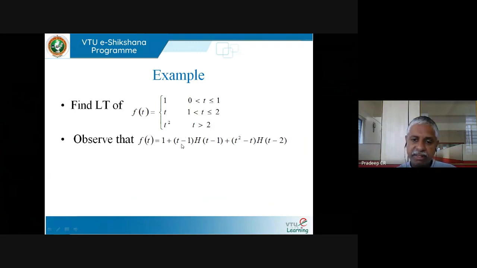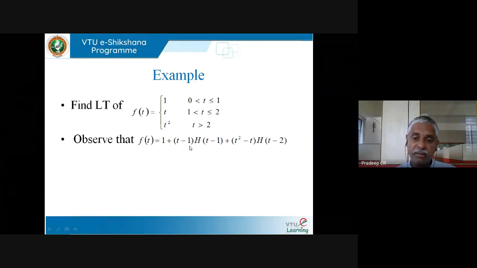Say for example, t is between 0 and 1. t between 0 and 1 means less than 1. So u(t minus 1) is 0, u(t minus 2) is also 0. So both these are 0. I get 1. So for t between 0 and 1, the function is 1.